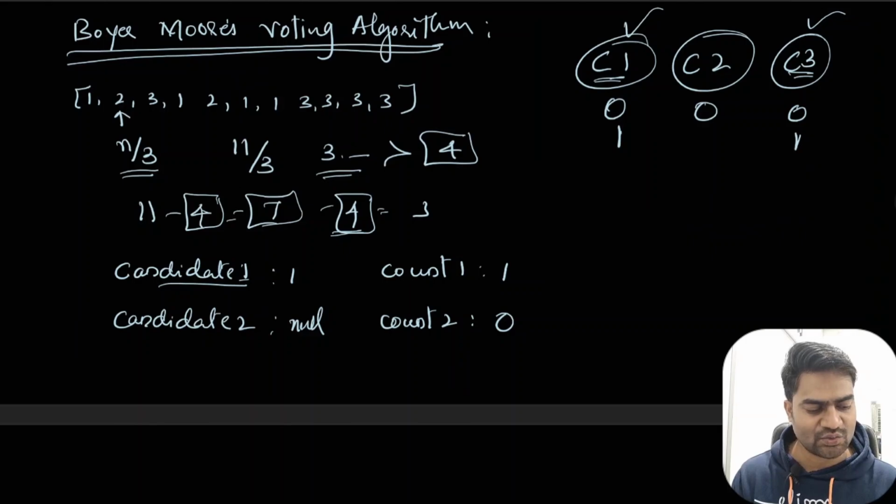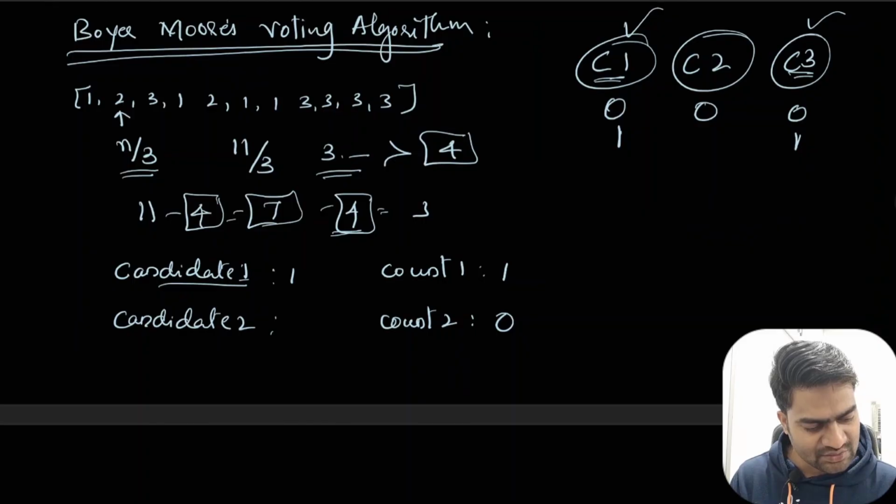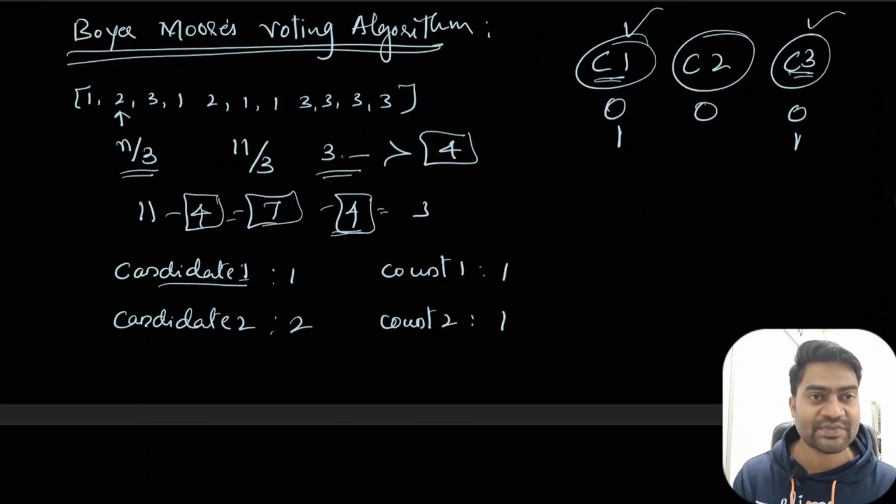Now after that I will move to next value. So now I get 2. So he is not equal to candidate 1. So if that is the case, then we will have to check with candidate 2. He is not equal to candidate 2, but count of 1 is 1, so it might not be candidate 1. So count of 2 will be 0. So it means now we got a new candidate 2 who is leading. So I will take 2 as my candidate 2 and I will update his count to 1.